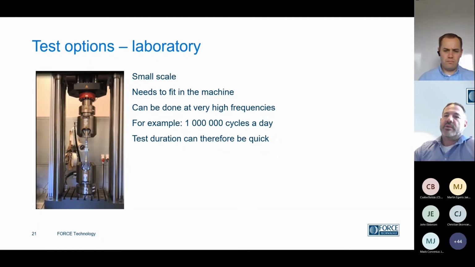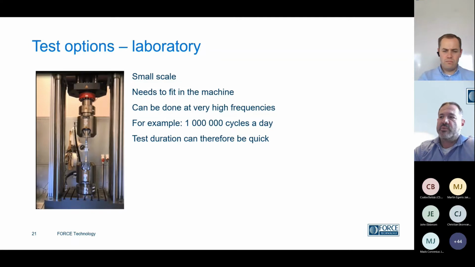The benefit with modern technology is we can do these tests very fast, and we can do a million cycles a day. It's pretty common. So the duration of these tests can be pretty quick. In the old days, especially for larger samples, it took many days, weeks to reach millions of cycles.